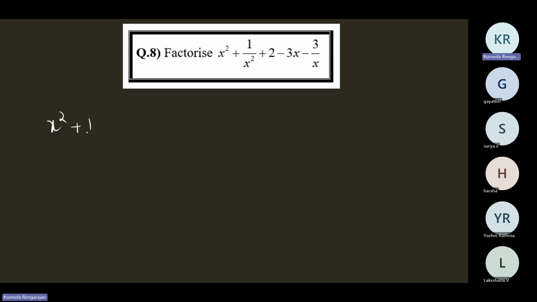x squared plus 1 by x squared plus 2, multiplied by x and its reciprocal 1 by x. Anyway, it's still 2. You have not changed the value. 2 is 2 only, it just looks different. It's 2 into x into 1 by x, which is still 2.